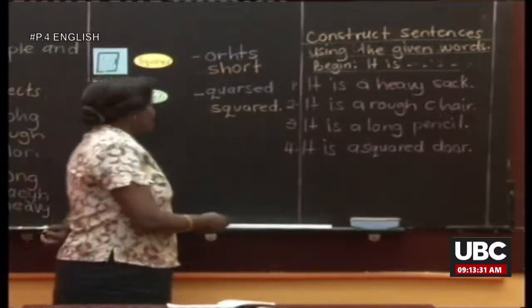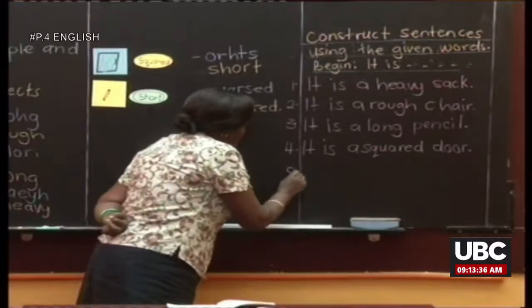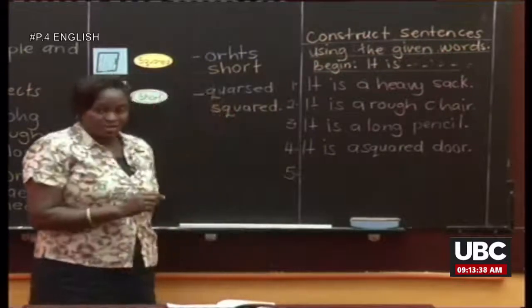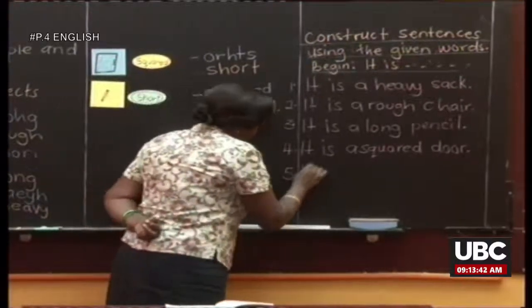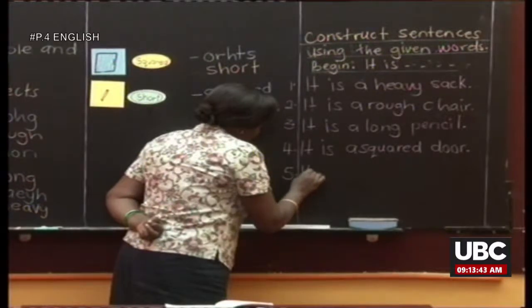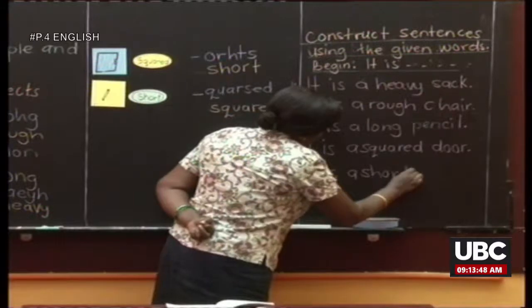Let's get our next sentence, which we are going to call sentence number 5. And we say, it is a short stick.